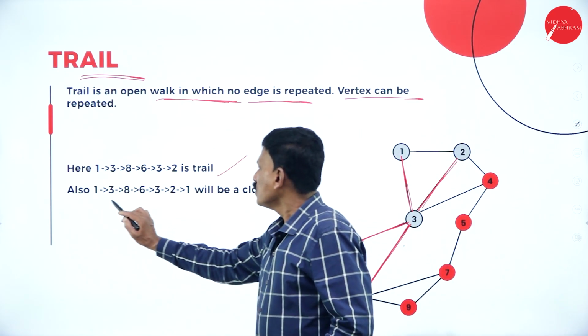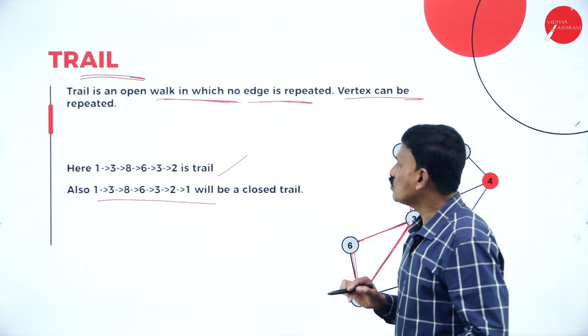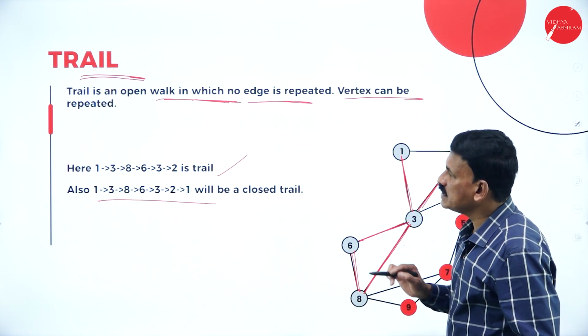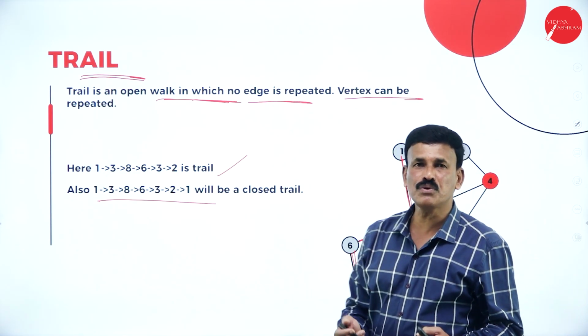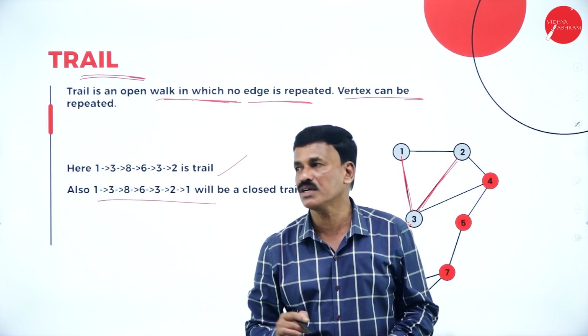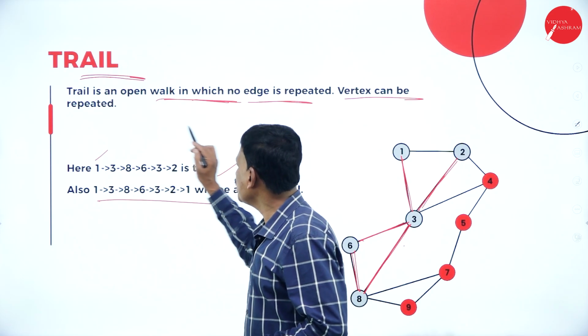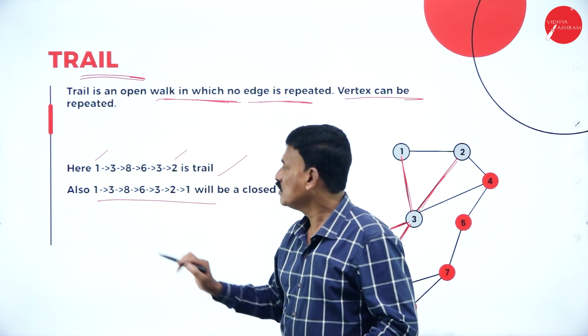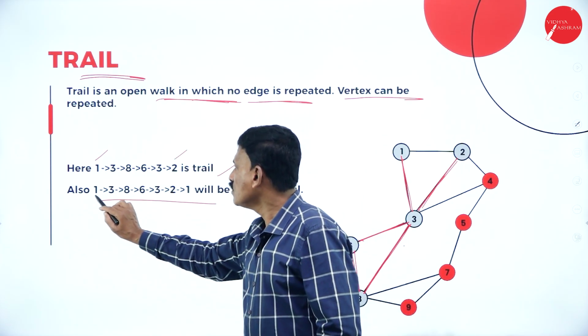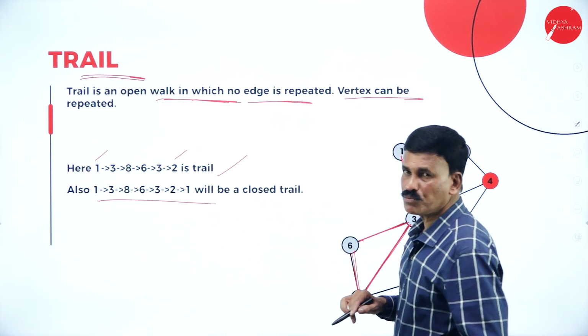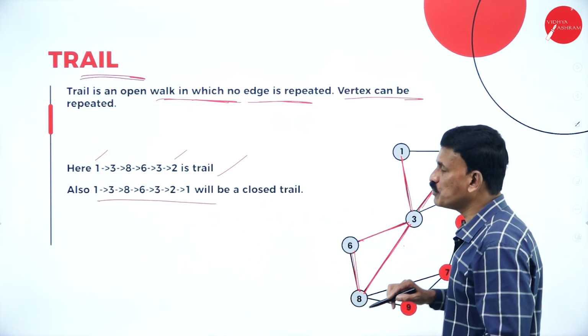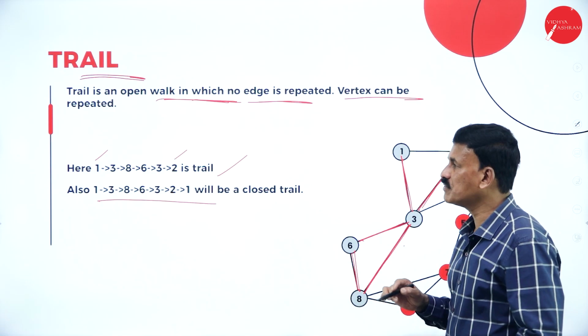Now, let us consider a closed trial. What is a closed trial? In a closed trial, the starting point and the ending point are the same, whereas in an open trial, the starting and the ending points are different. That is, in a closed trial the starting vertex and the ending vertex are the same.